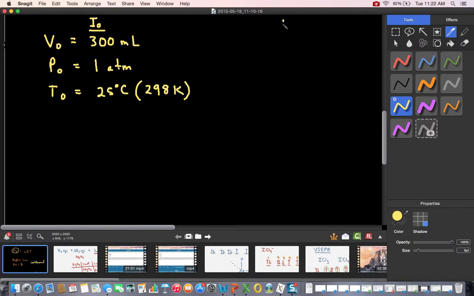So these are our initial conditions. Our final conditions for volume, this is what we want to find. Our final pressure is 3 atmospheres. And our final temperature, like our initial temperature, is 25 degrees Celsius. Clearly what we have here is Boyle's law. Notice I have isothermal conditions. The initial temperature and the final temperature are the same.